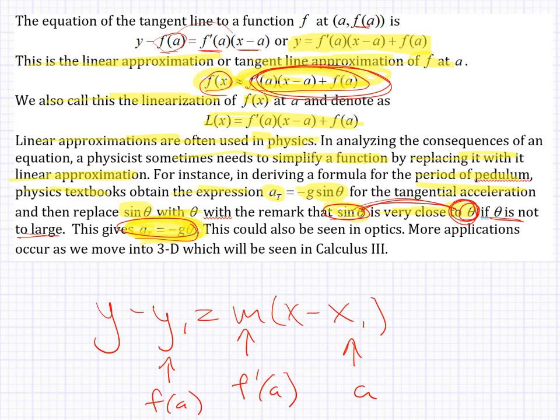We could do this in optics. We could do it in lots of applications. A lot more would happen in 3D instead of 2D, so you could see this a lot more in Calc 3, where we work with 3D calculus. And essentially a linear approximation there is a plane instead of a line. But again, just a quick little application of derivatives as they relate to the tangent line.